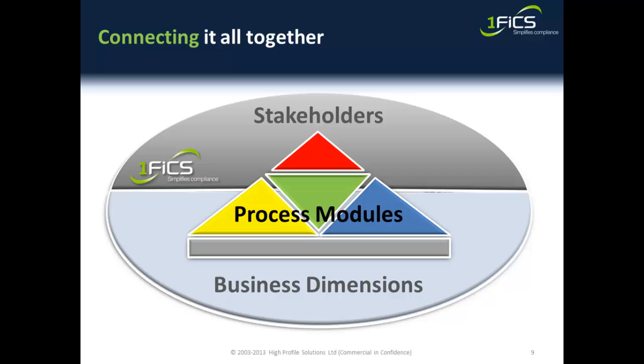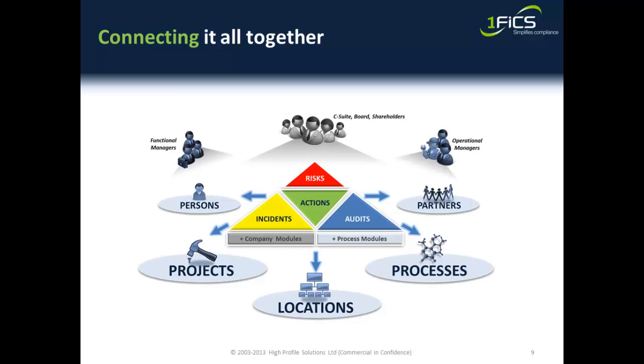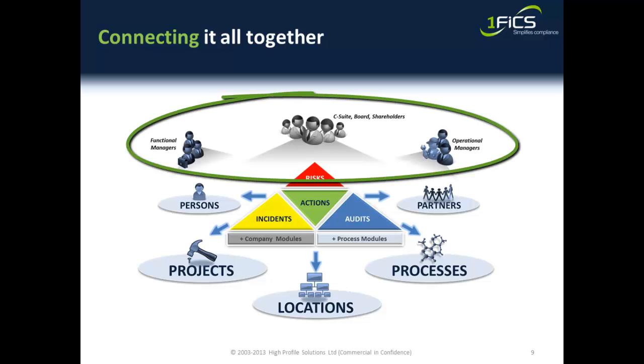Let's look in more detail about how we can connect this all together. At the core are the product modules helping you to track and monitor your key business and compliance transactions. This information can then be viewed according to the multiple dimensions of your business, whether that be employees, the plans and projects that you have, your organization locations, processes, and the partner organizations that you work with, such as customers, suppliers, and regulators.